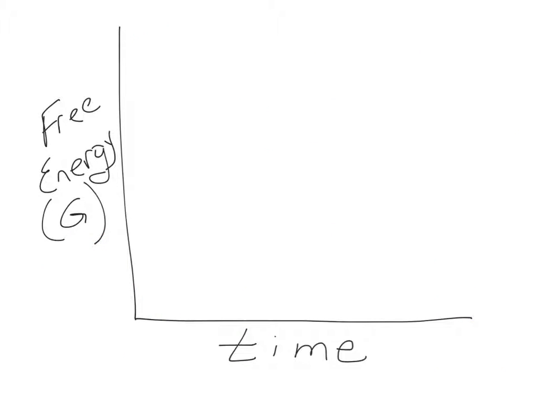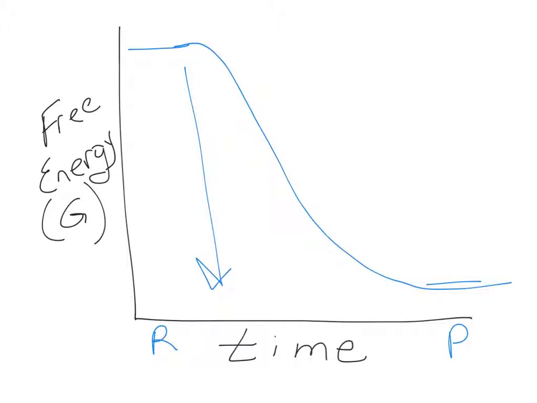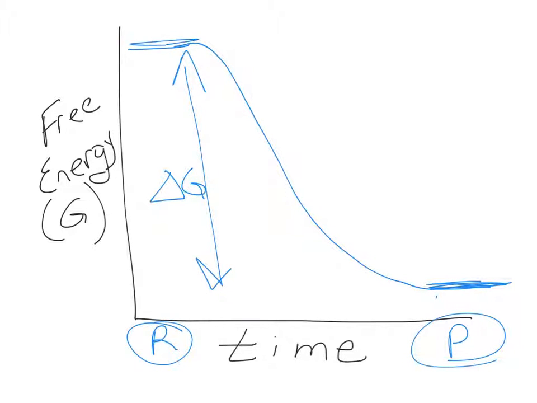Let's look at the next situation. Again, reactants go to products. However, in this case, the reactants are going to have higher free energy than the products, and the curve will look something like this. Remembering again that the difference in free energy is going to be the delta G. And in this case, the products have a lower free energy than the reactants. So product minus reactants is going to be negative.